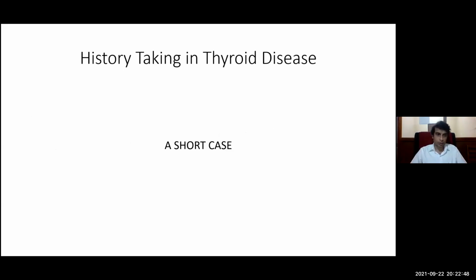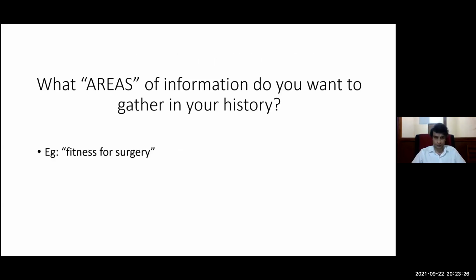So now we are going to move on to the second area that I want to talk about today, which is a brief structure of how to take a history in thyroid disease. If you're given a short case in thyroid disease, you don't have time to take the complete history that we usually do. Your whole history and examination in a thyroid, a hernia, or a breast lump would be something like 7 minutes. Within that 7 minutes, you need to take a useful history and also examine. So you have to target what problems you want to solve.